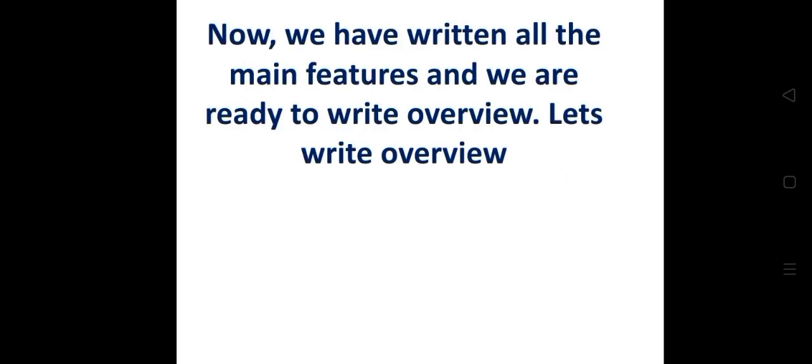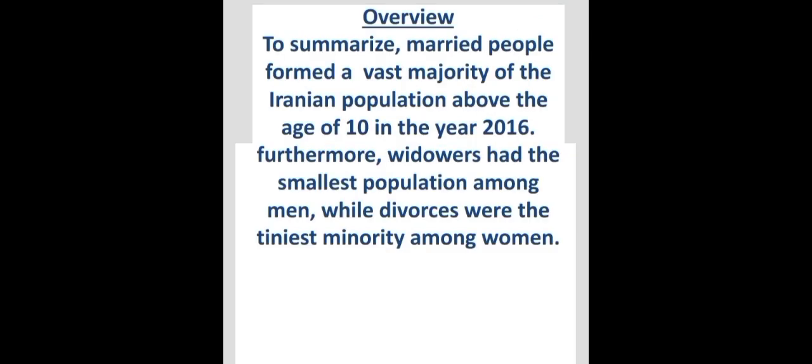Now, we have written all the main features and we are ready to write the overview. Let's write the overview. Our overview looks like this. To summarize, married people formed a vast majority of the Iranian population above the age of 10 in the year 2016. Furthermore, widowers had the smallest population among men, while divorcees were the tiniest minority among women.